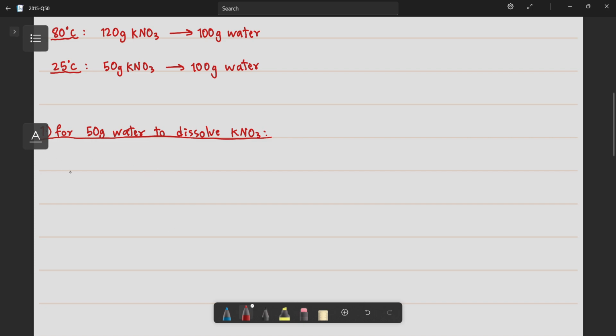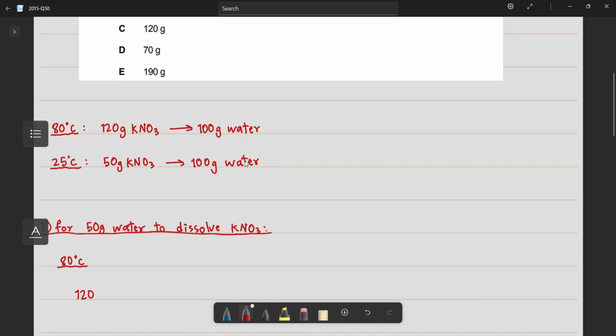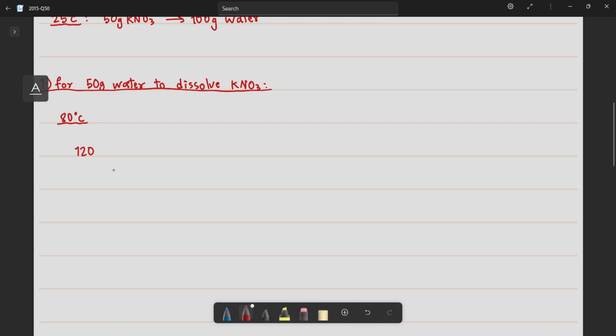The first part is that we set the temperature at 80 degrees Celsius. We know the ratio mentioned in the very first part of the question, from that given data we can reconstruct the ratio, which says that at 80 degrees, 120 gram of potassium nitrate is dissolved in 100 gram of water. So using that ratio, we can find out the amount of potassium nitrate to dissolve in the 50 gram of water at this certain temperature.